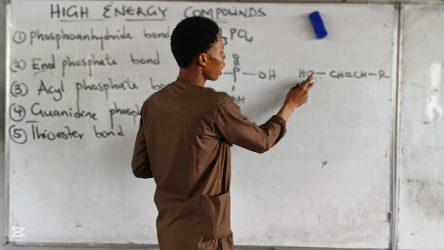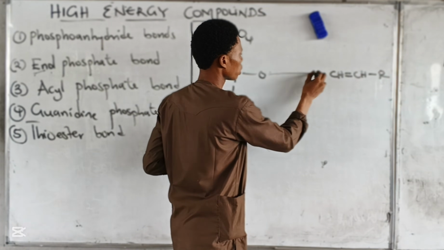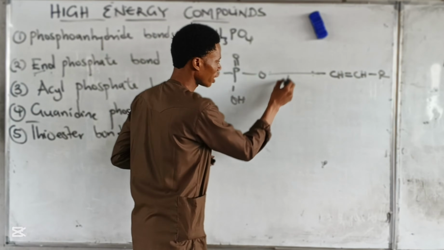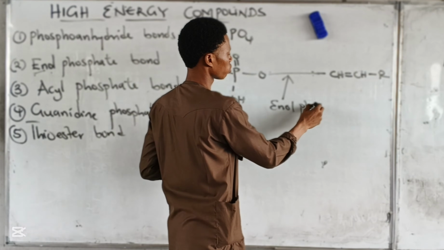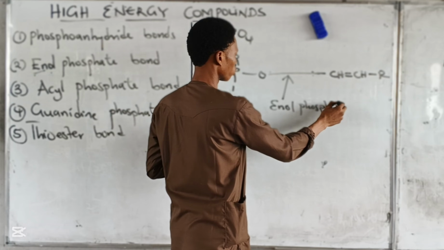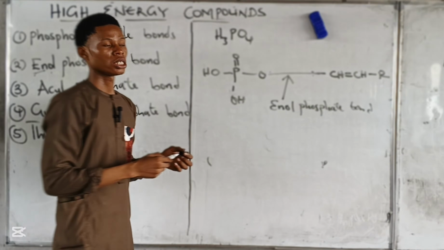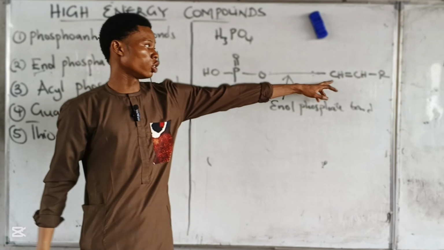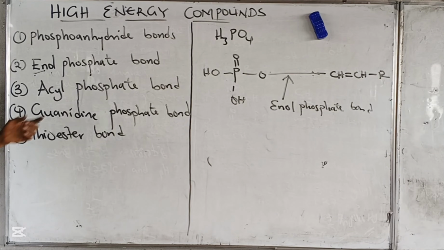So H and OH is going out, and we have this. This bond formed here is called the enol phosphate bond. So it is actually the phosphate group that is involved: the OH on the enol and the phosphate group that forms that. That's the enol phosphate group.